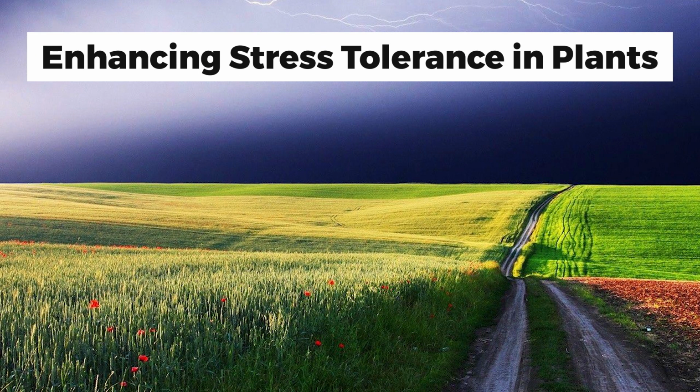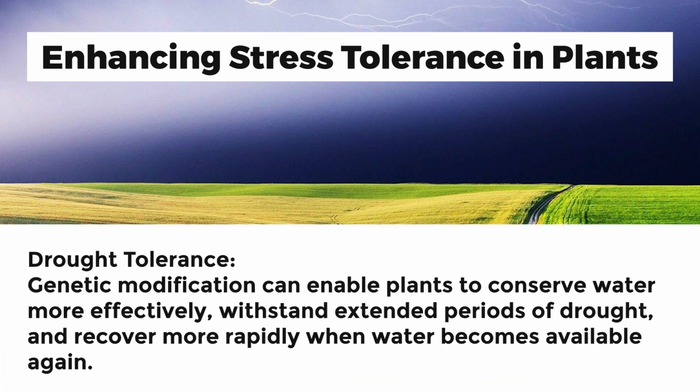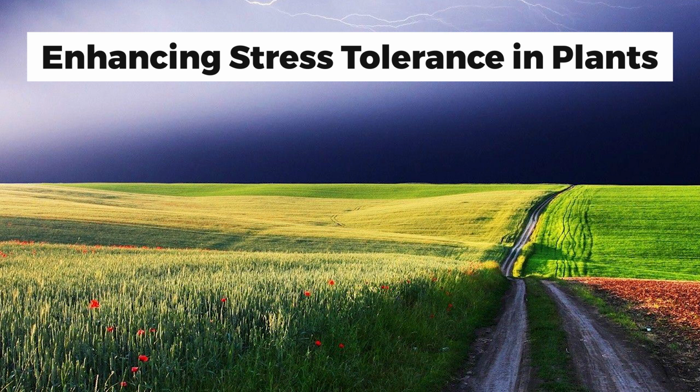Enhancing the stress tolerance in plants. So, genetic modification can enable plants to conserve water more effectively, withstand extended periods of drought and recover more rapidly when water becomes available again.